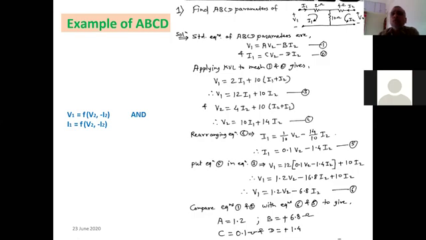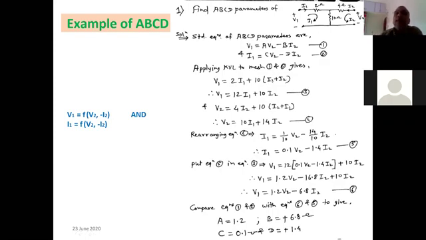You can use any network simplification method. For this problem, I have used the mesh analysis method, which we have already seen in the first unit. Many problems we have solved, so it is a very easy network. Now, two meshes are there. We have assumed initially the currents and voltages at ports 1 and 2 as V1, V2 and I1, I2.